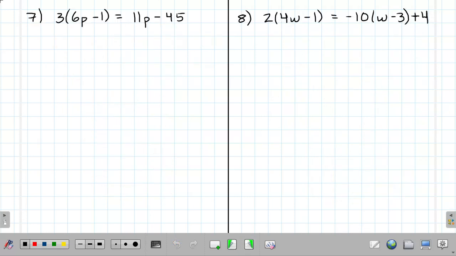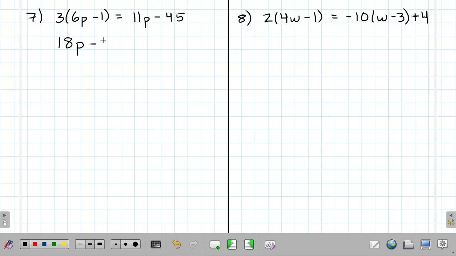Now, starting with number 7, this is our first example where we actually come across having to use the distributive property, okay? So the dead giveaway of the distributive property here are the parentheses. So we have 3 and then in parentheses times 6p minus 1, and then that's equal to 11p minus 45. So first thing I'm going to do is I am going to distribute this 3. So 3 times 6 gives me the 18p.